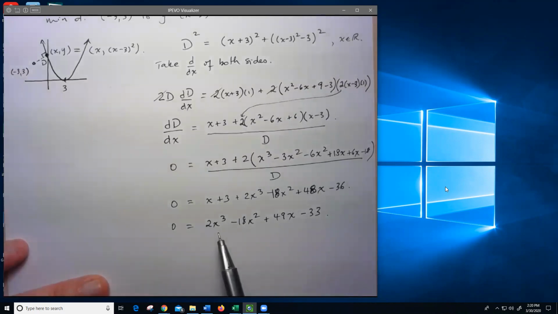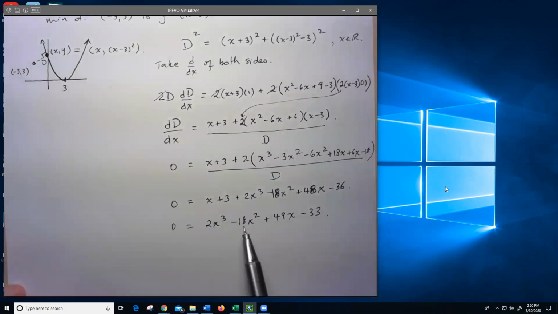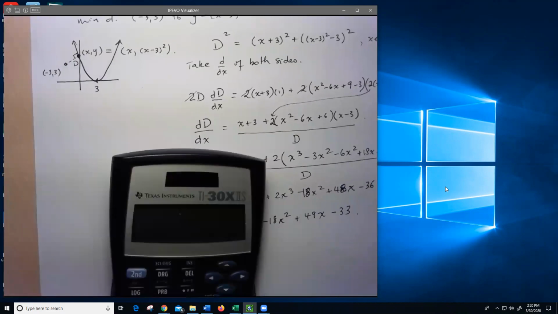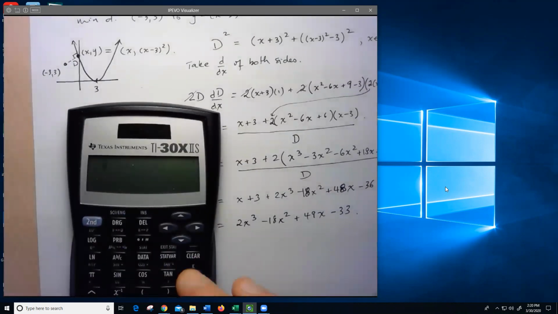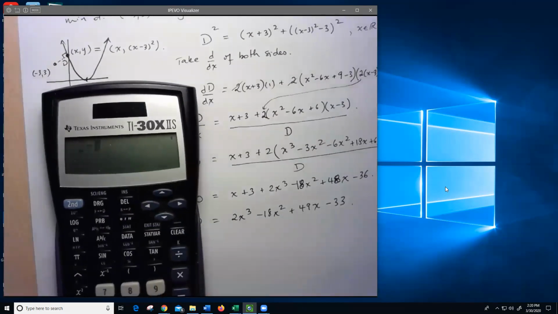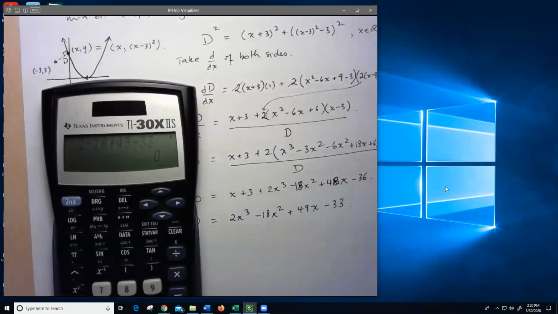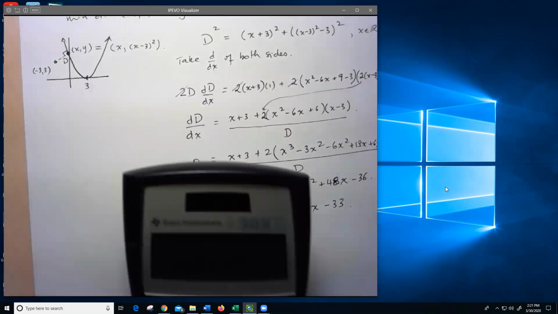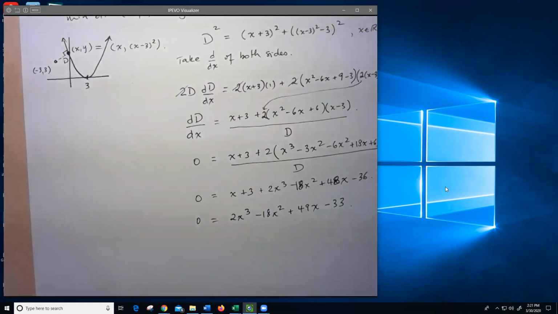You've got, what do you have? You have 2 minus 18, negative 16 plus 49. So let's get our calculator out. I don't want to do this in my head. Okay, so 2 minus 18 plus 49 minus 33 is 0. Okay, hey, look at that. I guess the textbook decided to be nice to us because x equals 1 makes this equal to 0. So we lucked out on this one here.